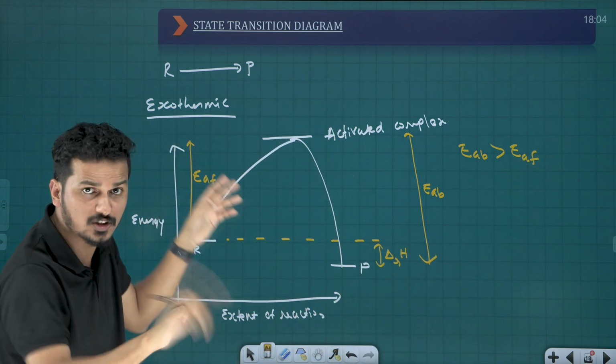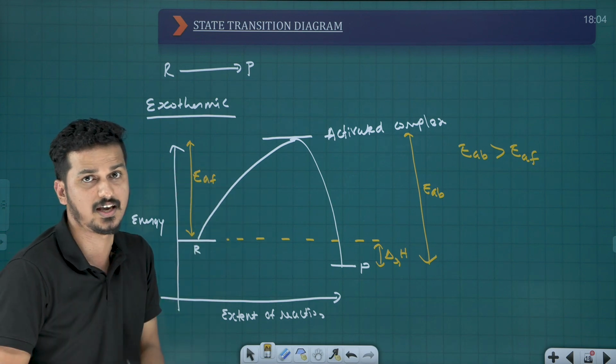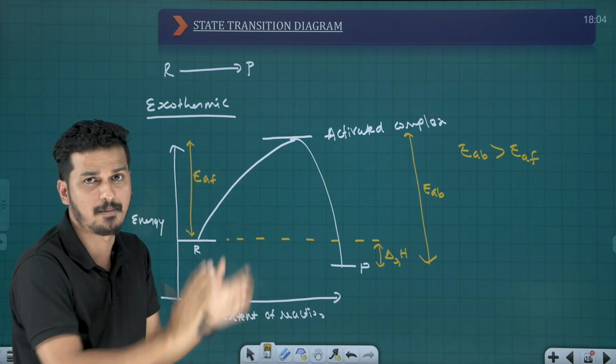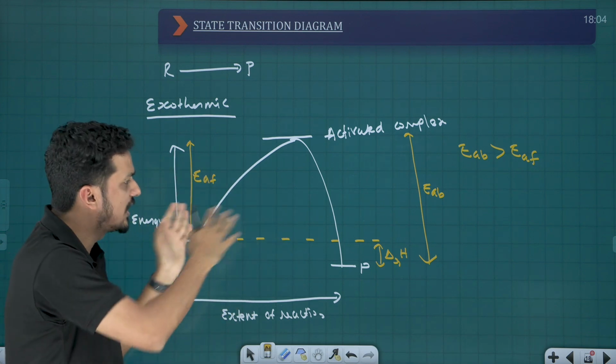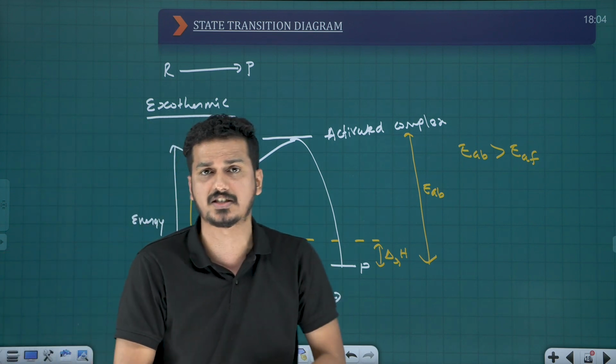In the case of endothermic, the product will come on the top. That you have to try, and comment it in the comment box, how it will be. This kind of related questions will be there from this chapter. So that's all the idea about the chapter.